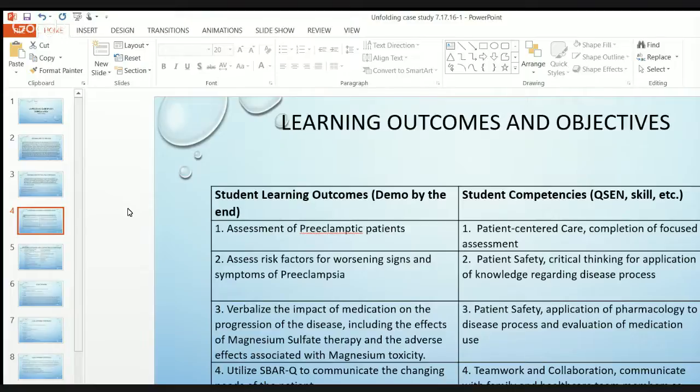Patient safety is always going to be a concern, critical thinking for application of knowledge regarding disease process, patient safety, application of pharmacology to disease process and evaluation, again, of that medication use, and then teamwork and collaboration, communicating with family and healthcare team members as needed to provide care for the patient.